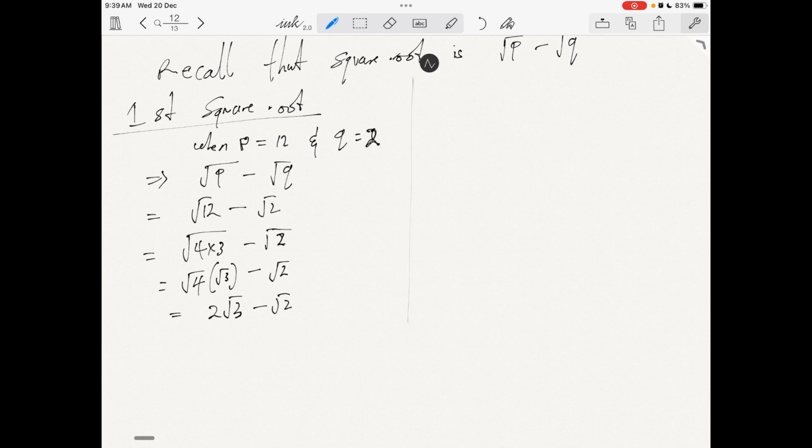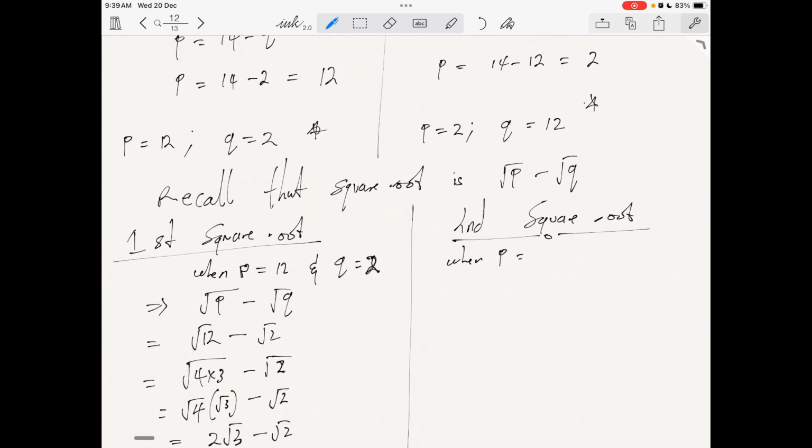Okay. Now we'll talk about the second square root. The second square root is when P is equal to 2 and Q is equal to 12. So remember our format is root P minus root Q. Okay. And our root P is root 2 minus root 12.